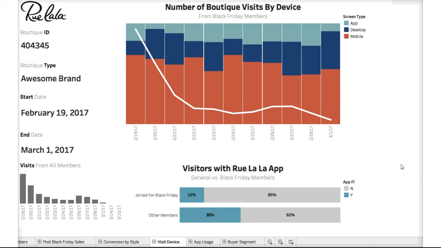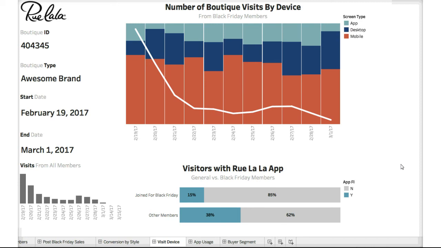So what we've done here with this visualization, on the left side we have some information about the particular boutique. And again, we're looking back at that boutique from February 19th for the awesome brand. In the chart, we're looking at the share of visits that are coming from each specific screen type. We have an award-winning app, people viewing through a browser on the desktop, and through a browser on a mobile device. The white line here is our overall traffic, which mirrors the overall visits down in the left corner. This boutique was open for a number of days, a lot longer than a typical boutique for us.